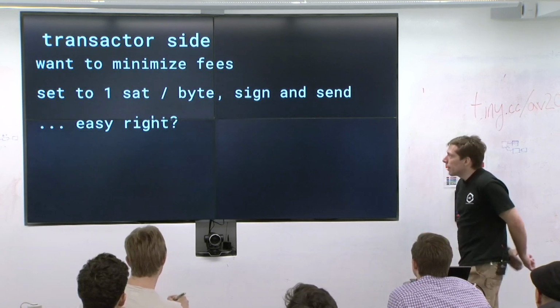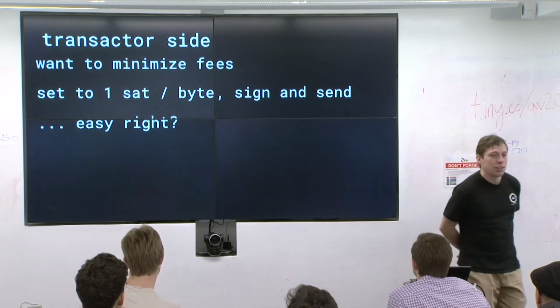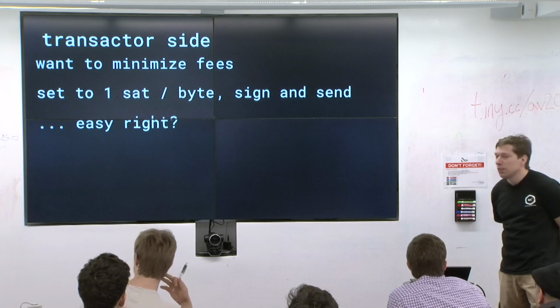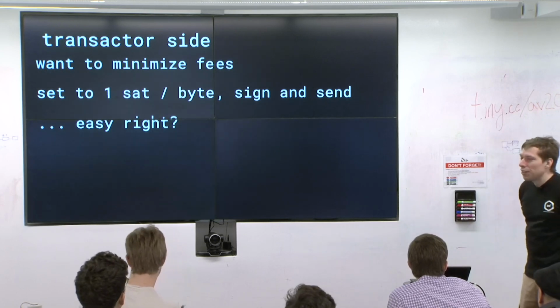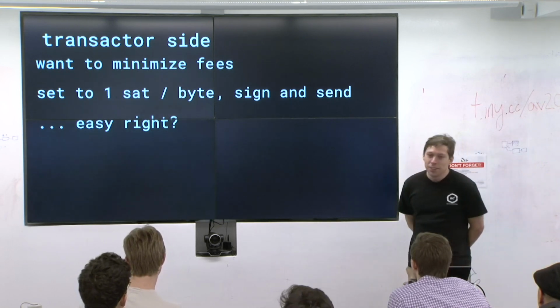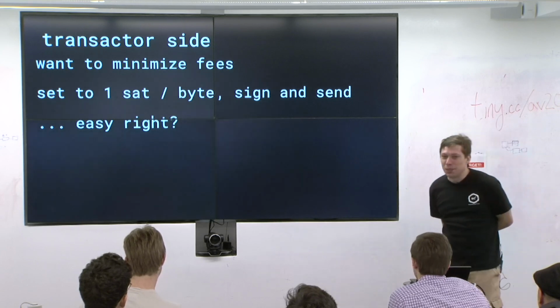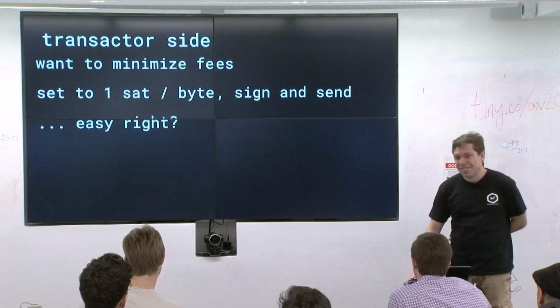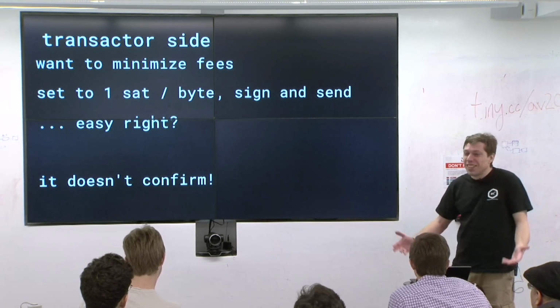From the person transacting on their side, you want to minimize fees, right? You don't want to pay these miners. They already make gazillions of dollars anyway from all the new Bitcoins they're generating. Bunch of jerks. So you set your fee to 1 Satoshi per byte, so you know it'll be relayed. You sign it, and you broadcast. Easy, right? So what's the problem here? Nobody confirms. All the miners ignore it.